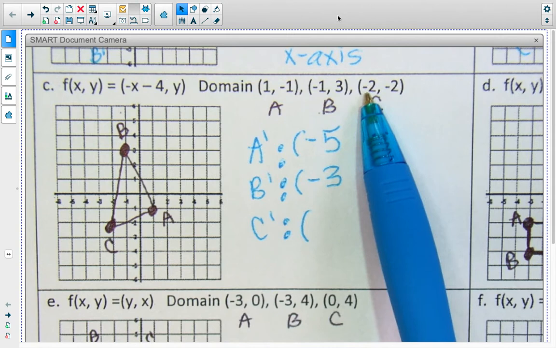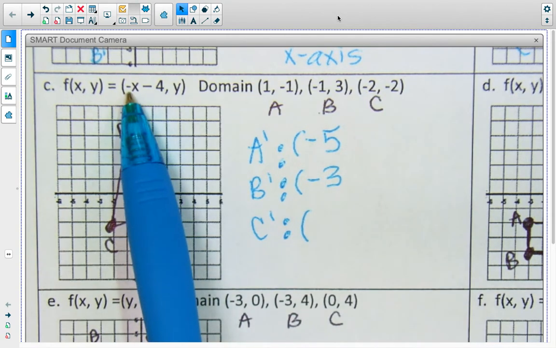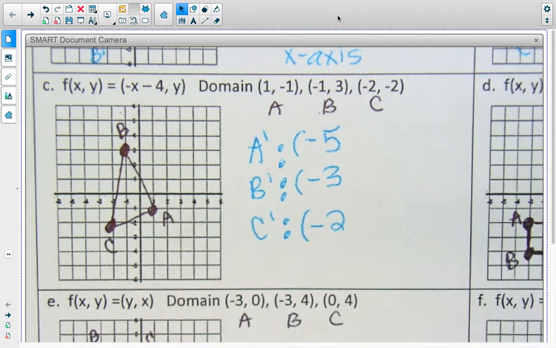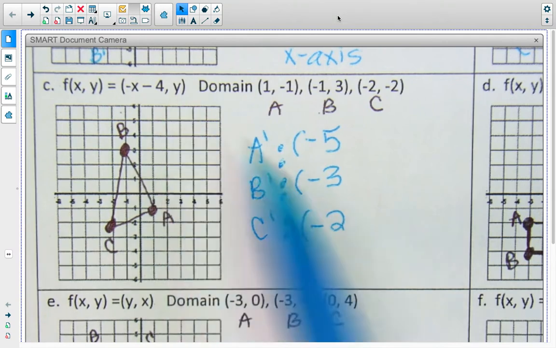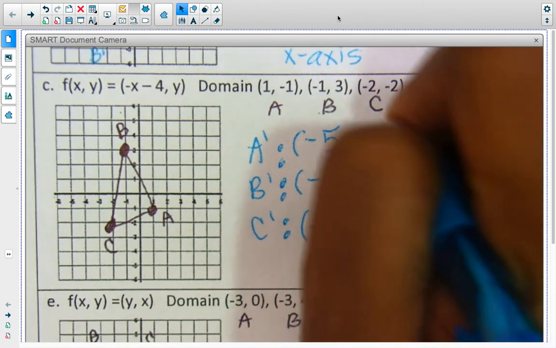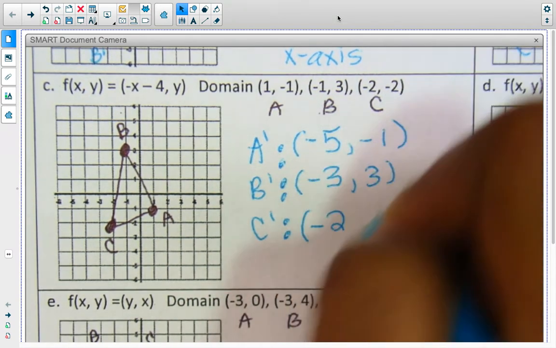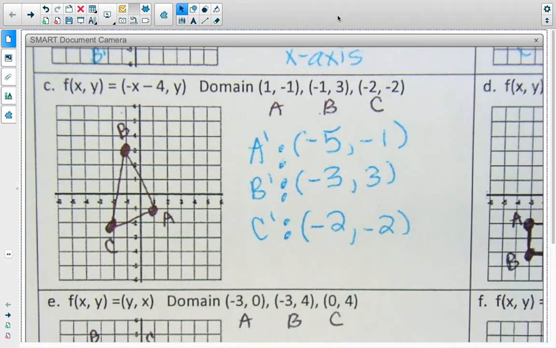Same thing with this -2. I'm taking -2 and substituting that in here. 2 negatives make a positive. So this is 2 minus 4. So that's -2. And it says to keep my y coordinate. So that's easy. Keep my y, keep the y, and keep the y.